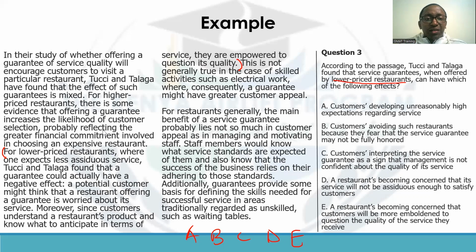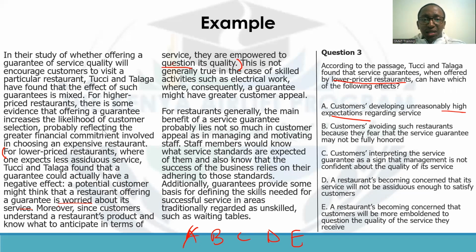So we know that the effect of these guarantees on lower priced restaurants is that the customers can start doubting the quality of this restaurant or its service. So you see here, a potential customer might think that a restaurant offering a guarantee is worried about its service. Then here again, they are empowered to question its quality. So customers developing unreasonably high expectations, that's not the case.